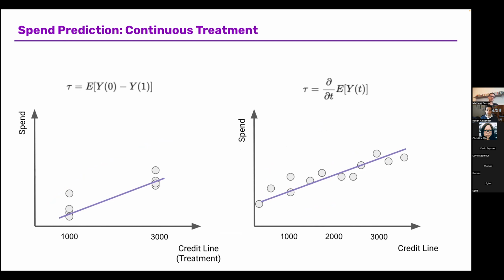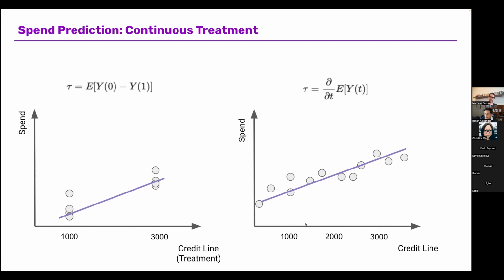This is a very tough problem for some reasons. First, most of the causal inference literature deals with binary treatment. Let's say that we only have two credit lines, 1,000 and 3,000, then we have a binary treatment. It's either treatment or control, and then you can estimate the derivative just by taking average spend at the treatment minus average spend at the control, divided by 2,000. So you can estimate this line here with 2 points, and this would give you the treatment effect from going from 1,000 to 3,000.